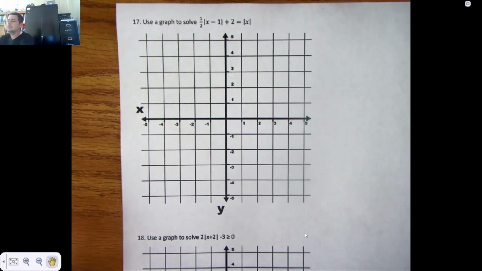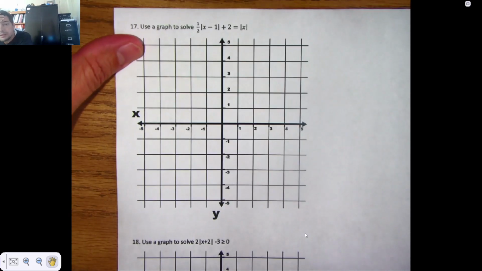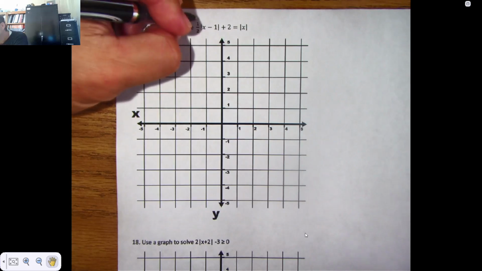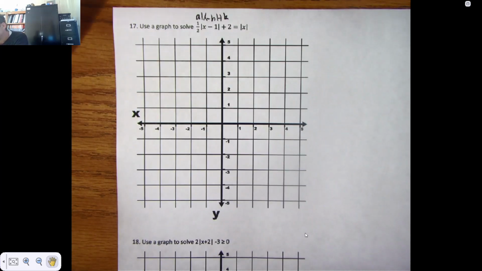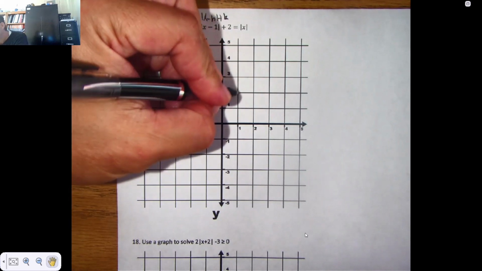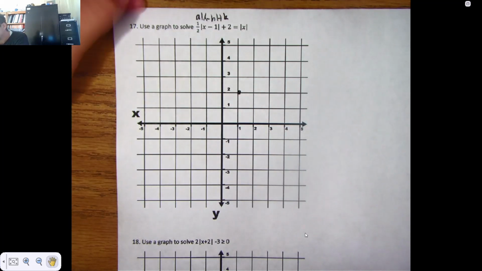Use a graph to solve 1/2 of the absolute value of x minus 1 plus 2 is equal to the absolute value of x. So the form here is a times |x minus h| plus k. So I'm going to go right 1 and rise 2, opposite trust.